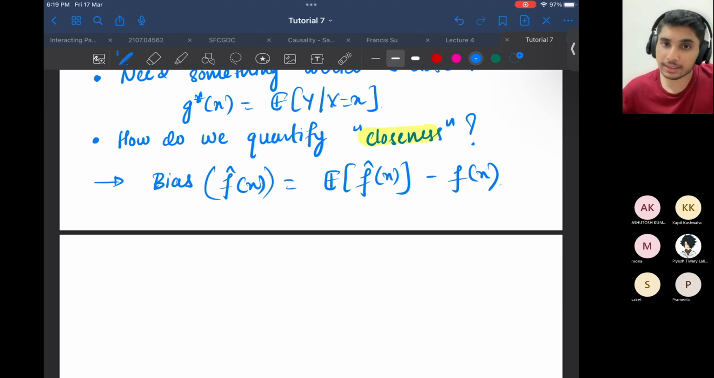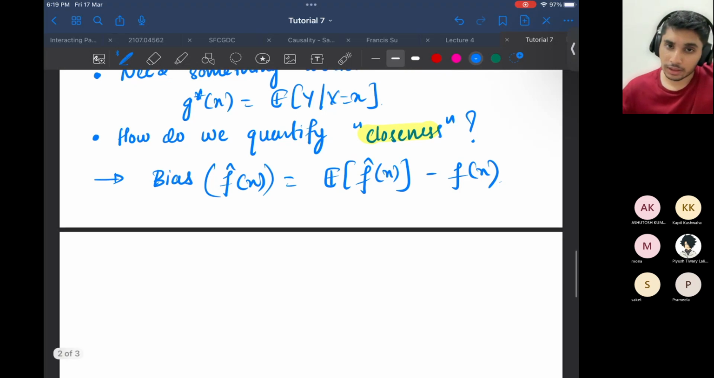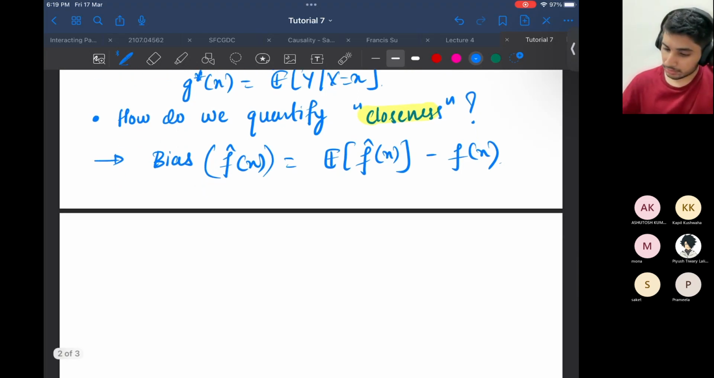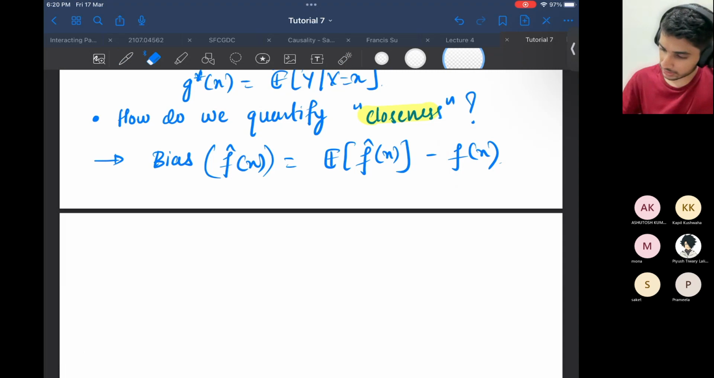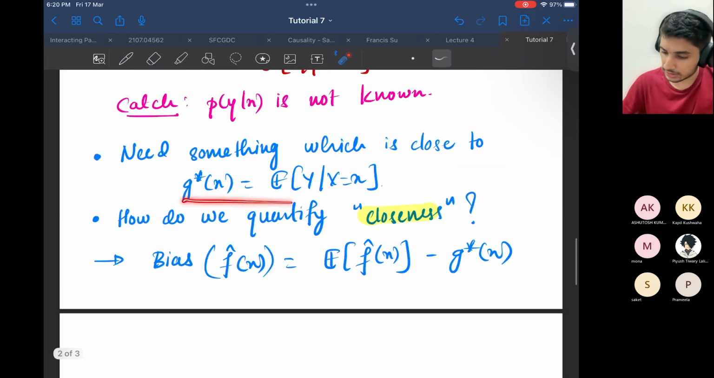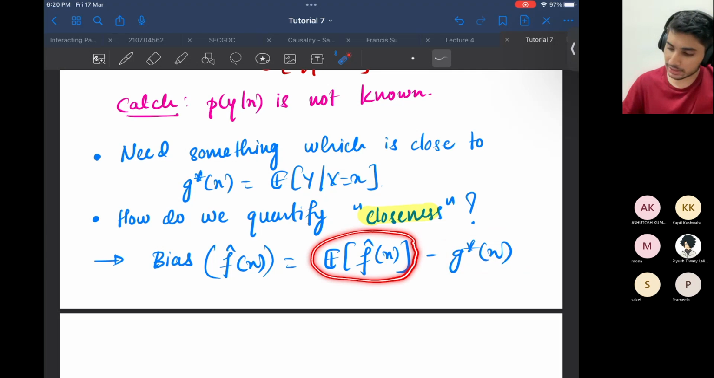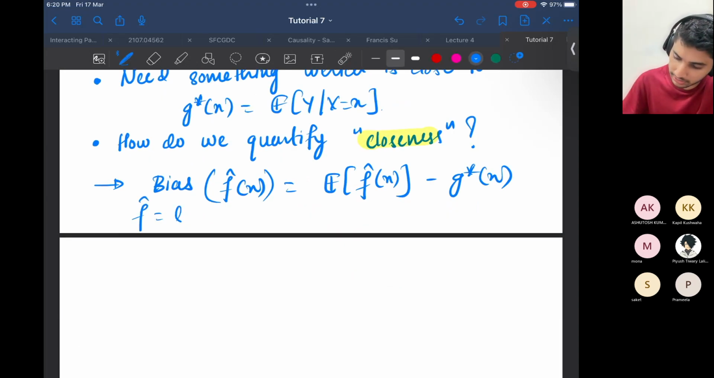So how is it defining this closeness? Maybe I should not use exactly the same notation, so let me write it like G star of x. This is your optimal classifier. Now, let's say your f hat of x was a linear model. So, for example, let's say f hat here was linear models.